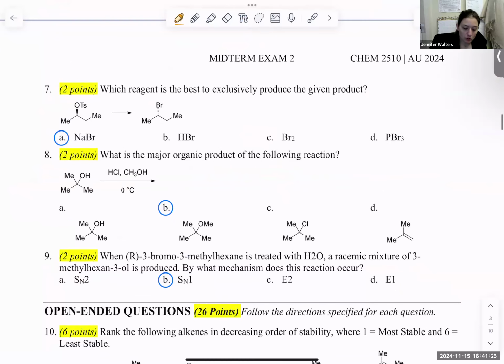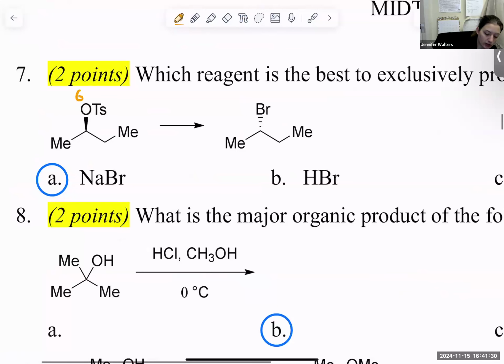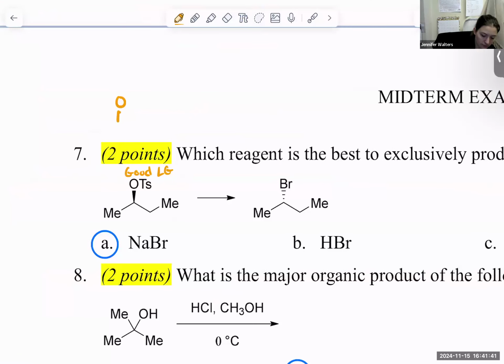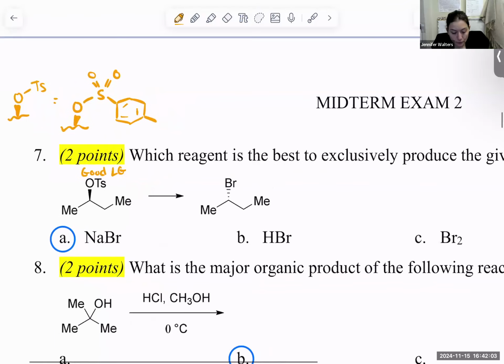Number 7, which reagent is best to exclusively produce the given product? All right, again, we're looking. I now see that I have a good leaving group. That OTS, that's that tosylate, that's that sulfonate. So that's a very good leaving group. So it looks like this. So you get the sulfur with the 2 double bonds to oxygen, benzene, and a CH3. So that's our TS, the OTS. So what that equals. So that's a very good leaving group.